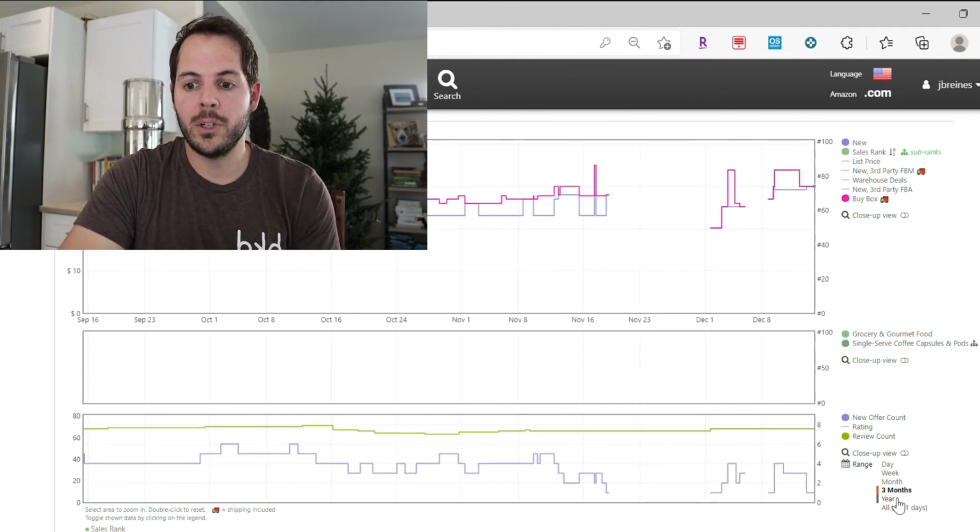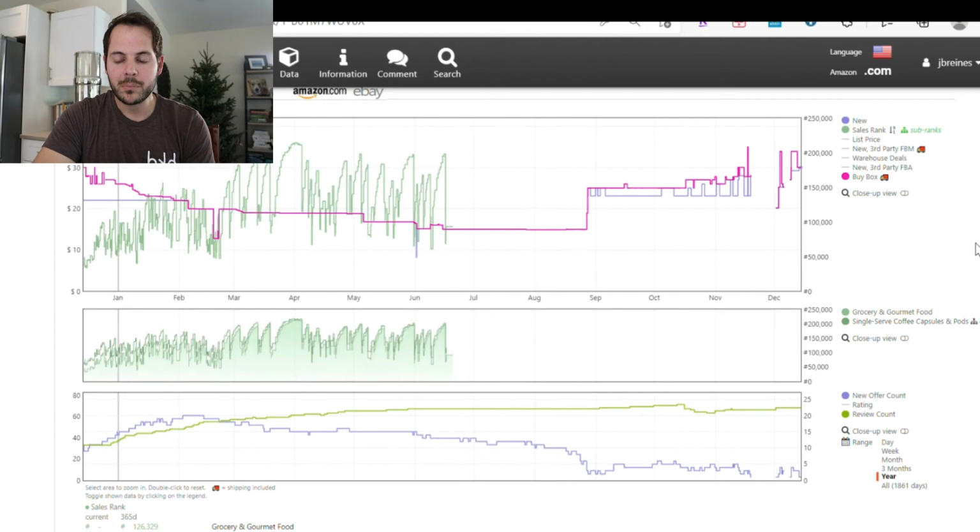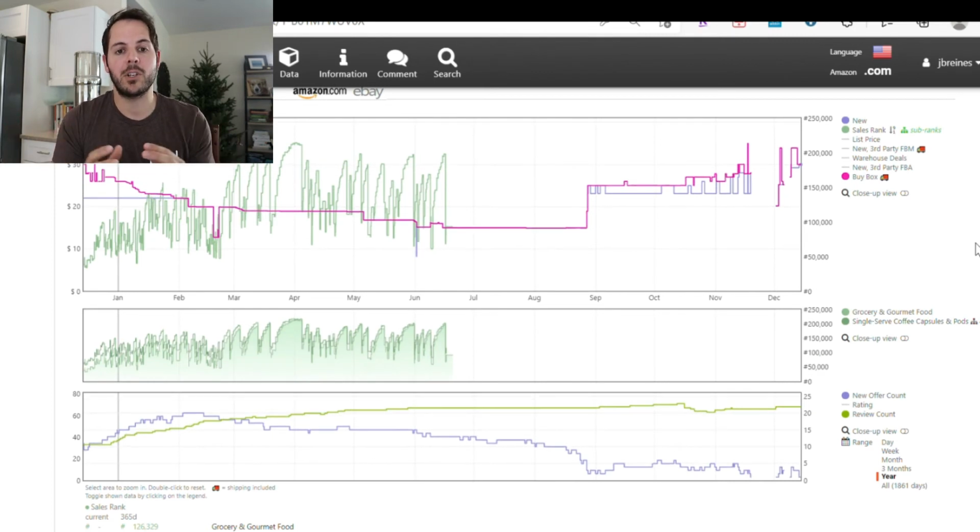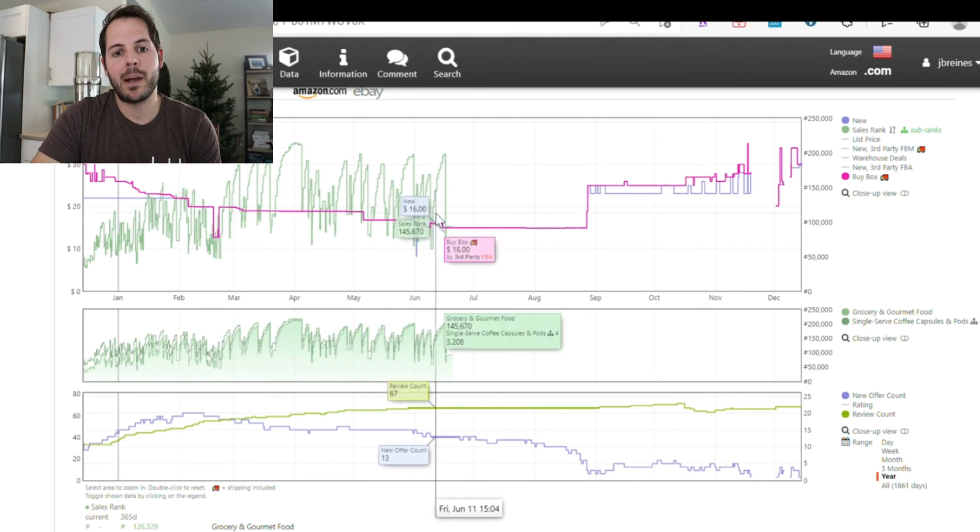So now what I'm gonna do, because all of this is a 3-month snapshot, I'm gonna click here in the bottom right-hand corner on year. That gives me a year-long snapshot. The more data, the more information. So this paints a much better picture.